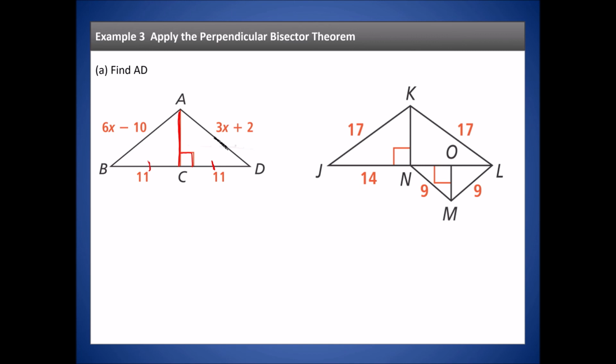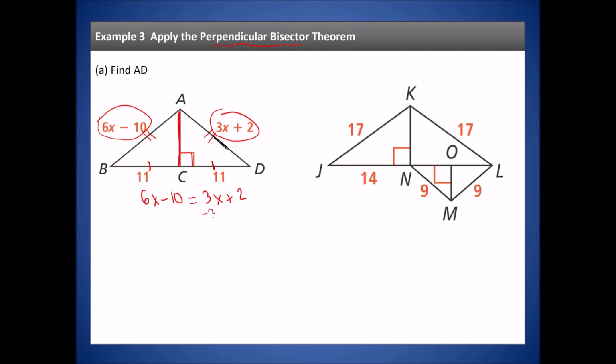So first you've got to establish what kind of problem you're dealing with. So this is definitely a perpendicular bisector. And by the theorem, that means that these two distances have to be the same. So basically you're dealing with an isosceles triangle. And so therefore these two sides have to be congruent, so those two measures have to be the same. And therefore, we know that 6x minus 10 equals 3x plus 2. Then we can solve that.